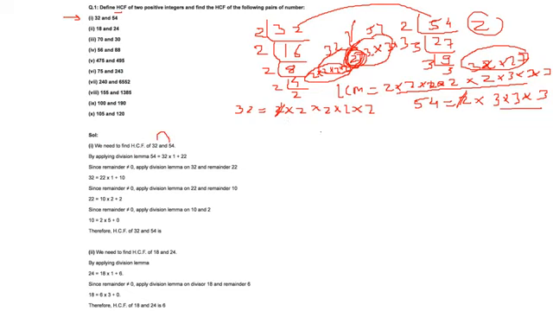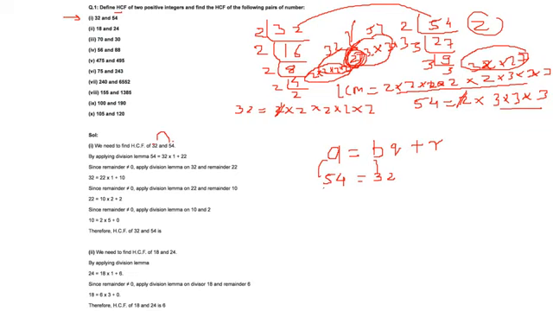Now we always know that Euclid division lemma says that we can have a number A if it can be represented in the form B into Q plus R. Now here we have 32 and 54. So we have to represent 54 in terms of 32. So here A is 54, B is 32. This Q and R we don't know, we have to find out. So let us see how we find out.